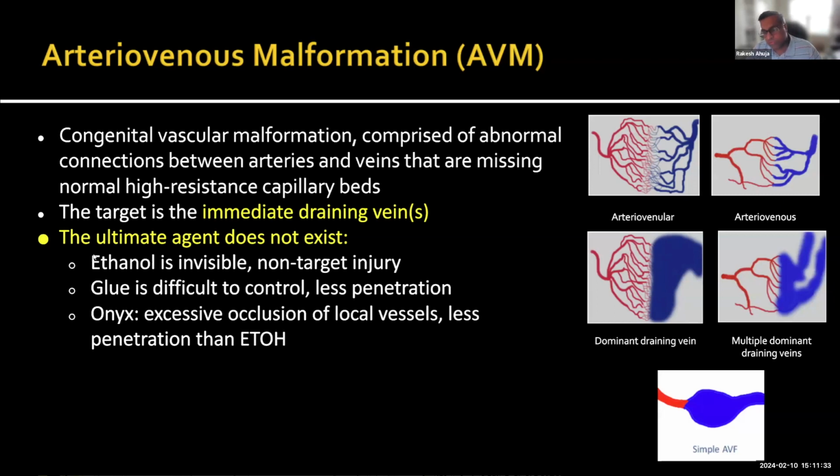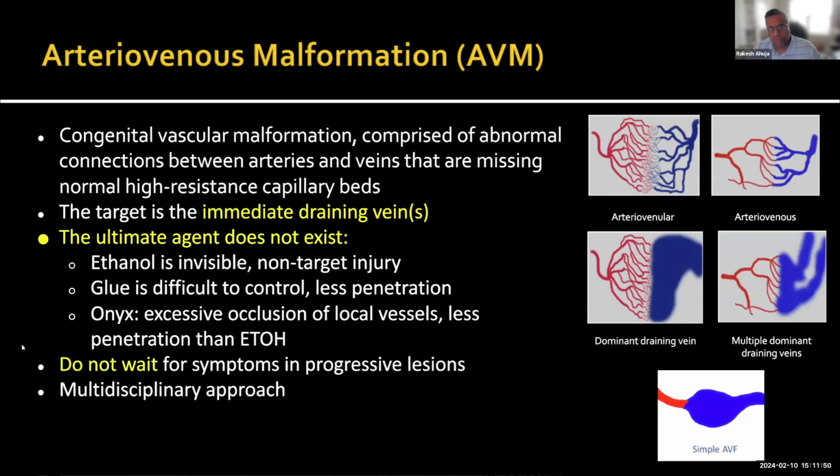Ethanol, remember, there is no ultimate agent to treat this complex disease. Ethanol is invisible, so non-target injury is very common. Glue is difficult to control, so less penetration. Onyx, excessive occlusion of local vessels, however, less penetration than alcohol. Do not wait for symptoms. A multidisciplinary approach is the way to go for these patients.